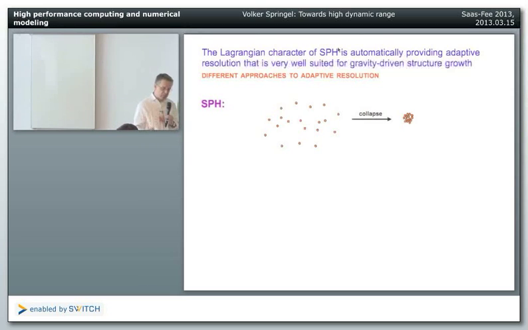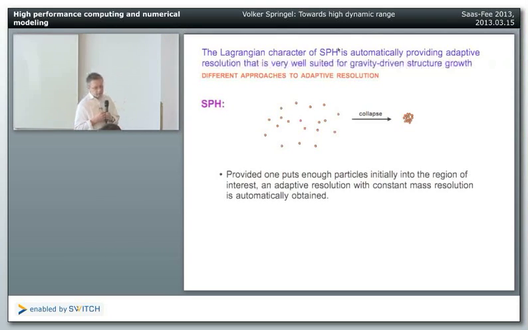And the mass ends up in a very tiny fraction of the volume. So you're ending up only refining spatially a tiny fraction of the volume. So for this class of problems, which occurs a lot in our field, SPH is really quite ideal. The one issue is one needs, of course, to put the particles in the region of interest initially. Then this adaptive resolution with constant mass will automatically guarantee that you maintain this constant mass resolution in your region of interest all the time. So that is quite convenient.